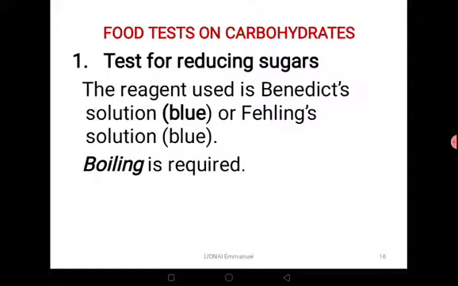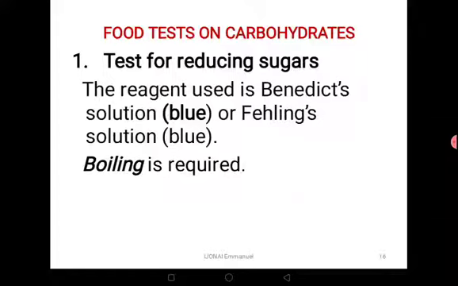Well, food tests on carbohydrates. Now that we have looked at monosaccharides, disaccharides, and polysaccharides, we are going to do chemical tests to prove whether foods have these different carbohydrates. In our level, we test for three major carbohydrates: reducing sugars, non-reducing sugars, and starch. Those are not the only carbohydrate categories. There are many others, but those are the ones that we can easily test at our level.